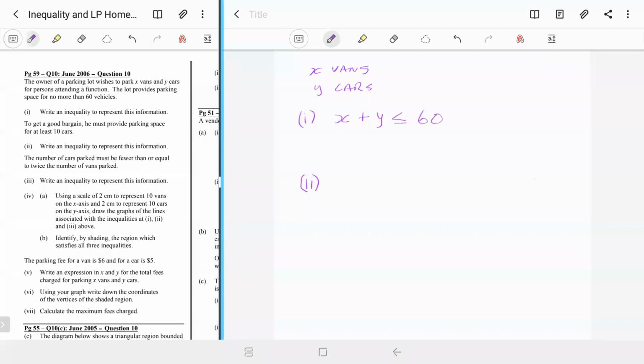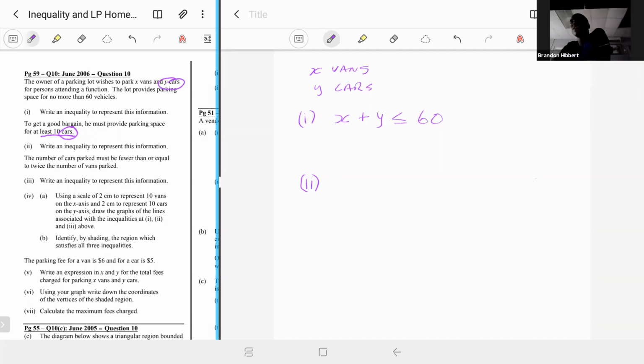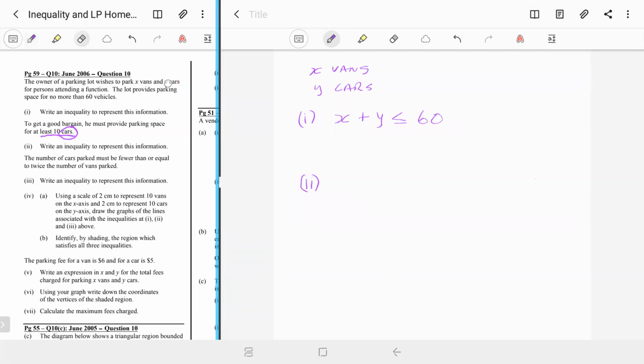Come on, think, man, think. The number of cars is at least 10. Now we're talking about the cars. Is it greater than or equal to? Let me tell you what you need to do. You need to just say what the statement means first.